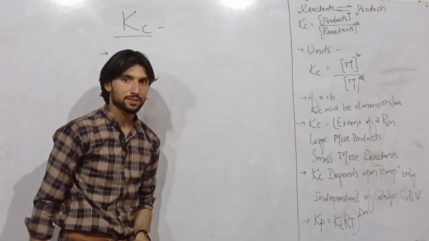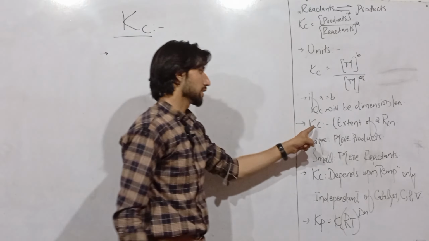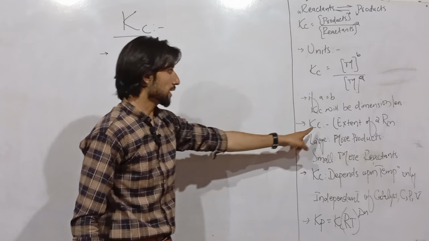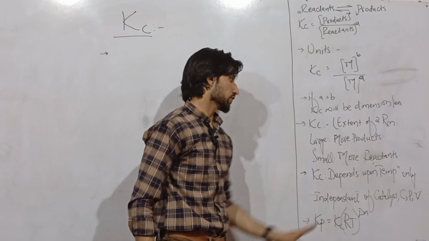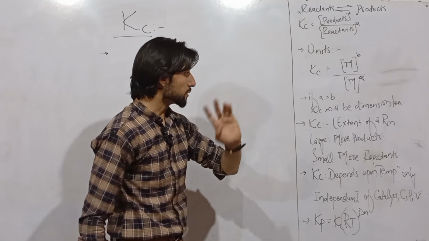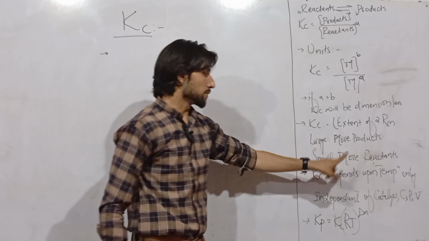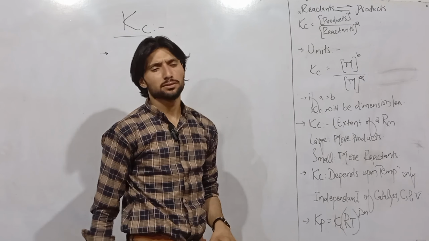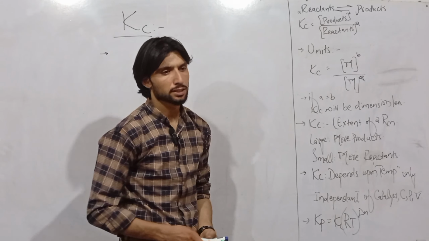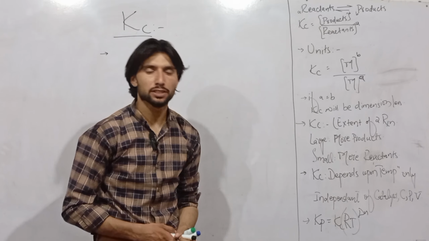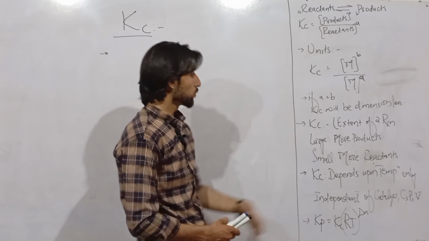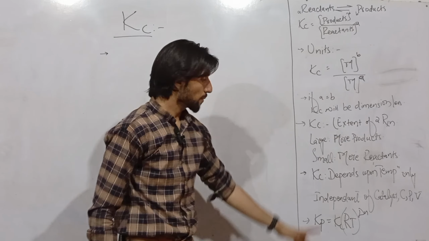Okay, then what is the use of Kc? What is its significance? Its significance is that it tells us about the extent of a reaction. So larger Kc means more products are formed. Smaller Kc means this reaction doesn't happen that well. This means that this reaction's yield is very low, meaning more reactants are there in the chamber.